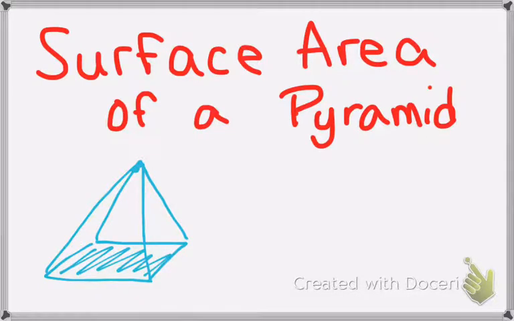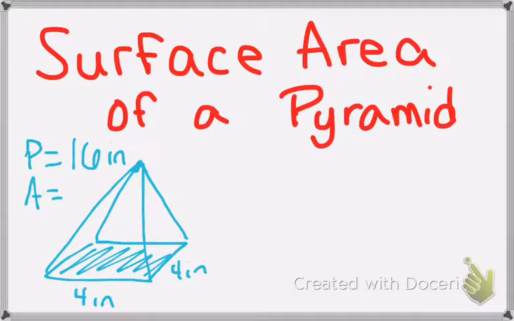Let's say it's a square pyramid, meaning the base is a square. It's pretty easy to find the perimeter. We find the perimeter by adding up all the sides of the base. 4 plus 4 plus 4 plus 4 is 16 inches in this case. And then the area, the way you find the area of a square is you multiply the length and the width of the base. So 4 times 4 happens to also be 16, but it's inches squared. So that's pretty easy, right?